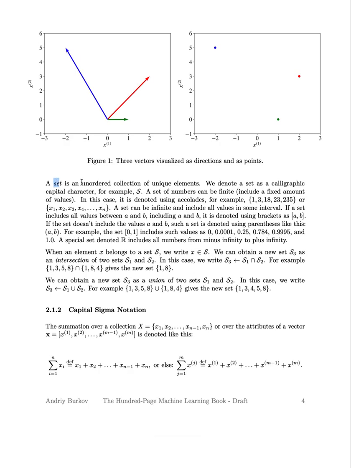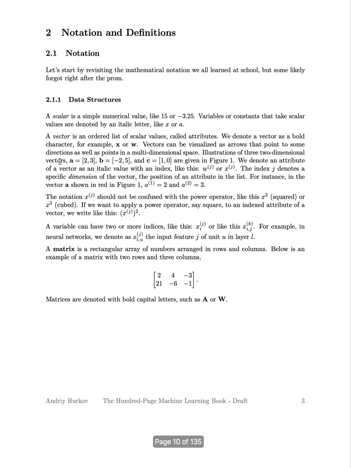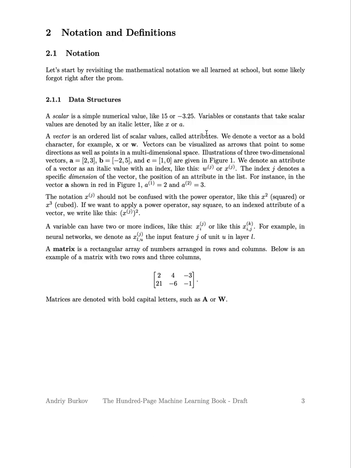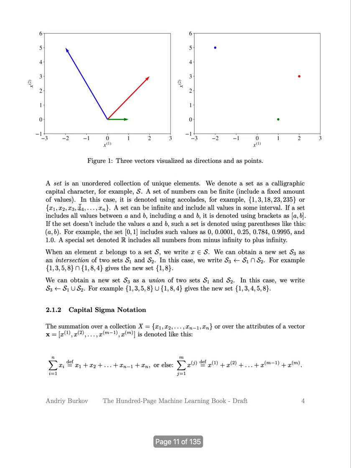A set is an unordered collection of elements. While a vector is an ordered list of scalar values, a set is an unordered collection of unique elements. It's not necessarily that all the elements be similar, right? It could be 1, 3, a, b. It could then have a name like Jack. So while a vector can only have numbers as attributes, a set could have anything. It could have letters, strings, numbers, float values like this.